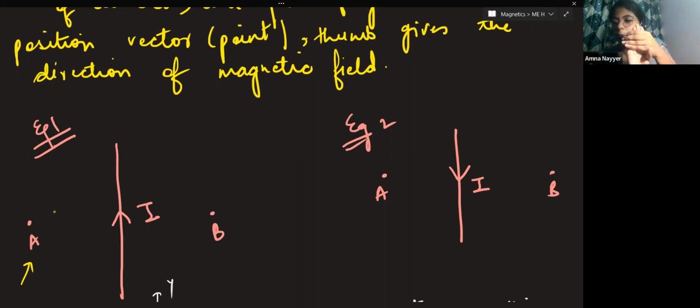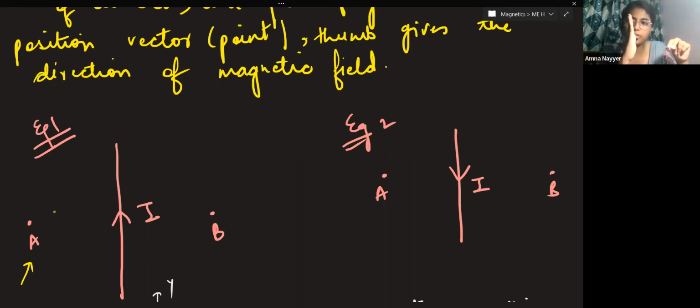Now, I'll keep my hand in the direction of current. So current is flowing upwards. I can keep my fingers like this, like this, any possible way I can keep it. But out of this, which way should I choose? I have to choose such a position where I can curl the fingers towards the point of calculation. So for example, my point A is located here. If I keep my fingers like this, I won't be able to curl them. Even if I keep it like this, at point A, I won't be able to curl it back.